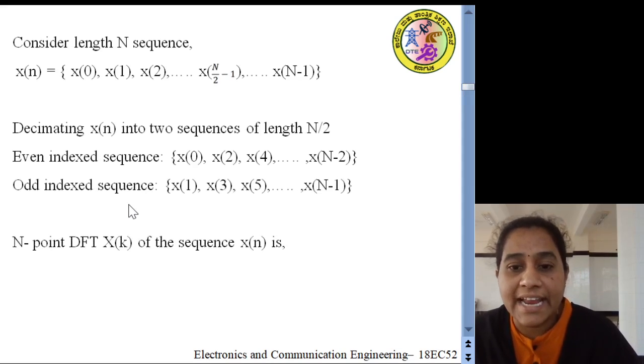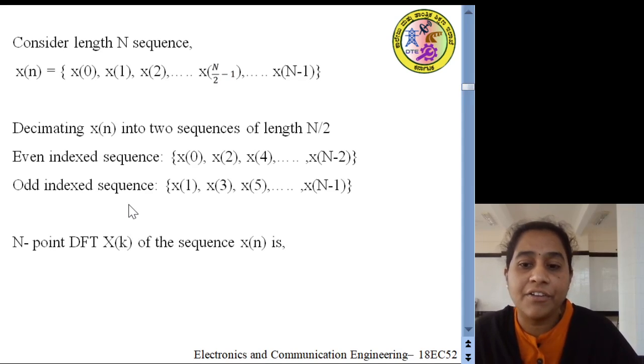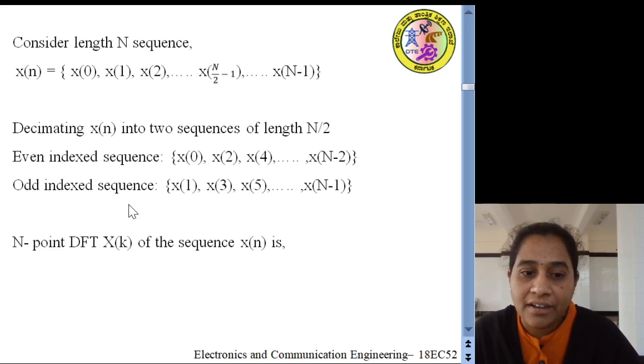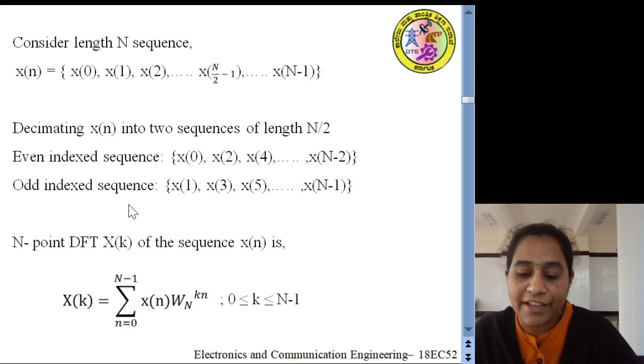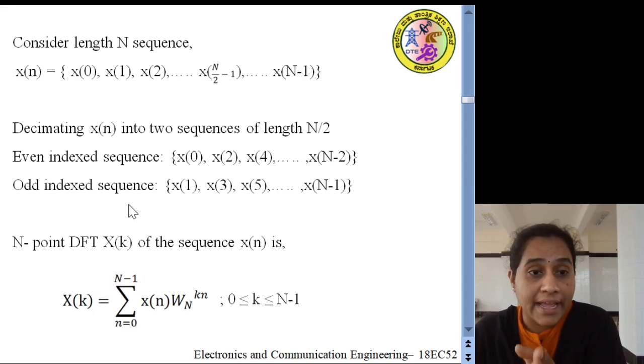Now, if we consider the N point DFT of the sequence x of n, which is X of k, it is given by the equation X of k is equal to summation n varying from 0 to N minus 1 x of n into W N raised to the power of kn, for the value of k varying from 0 to N minus 1. So there are N values or N samples in X of k.